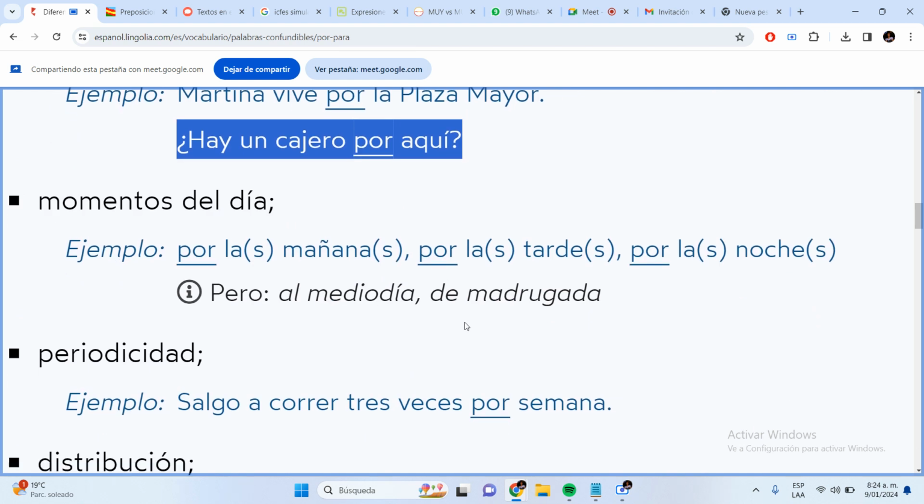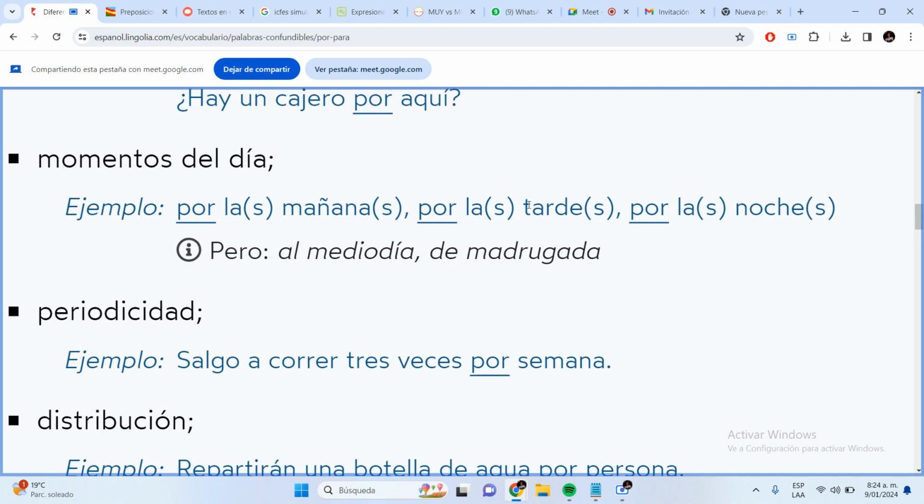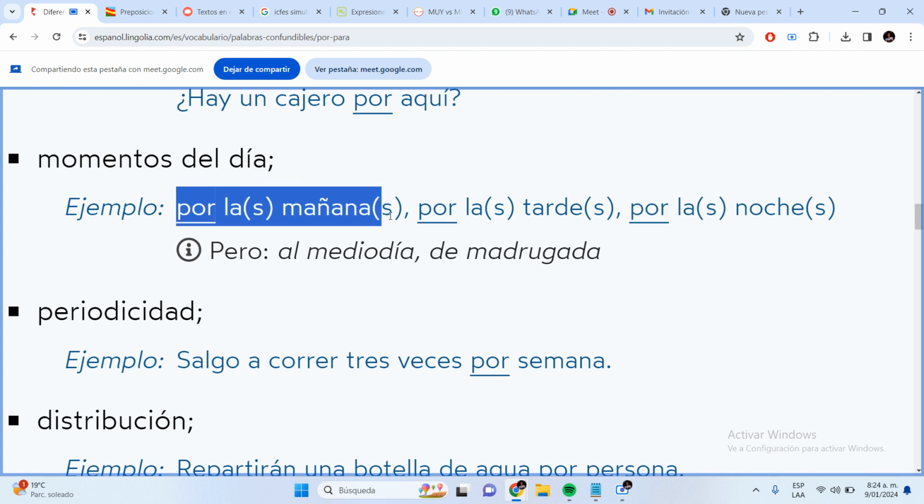If there's an ATM near, you can ask, hay un cajero por aquí, por aquí, like around or near. Of course, also when we're talking about moments of the day, we always use por. So every time you see las mañanas, las tardes, las noches, or la mañana, la tarde, la noche, those words go with por. Por las mañanas, like I run in the morning. Corro por las mañanas.